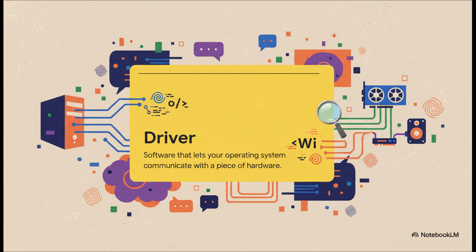The easiest way to think about it is like a translator. See, your operating system, like Windows, speaks one language, and your graphics card speaks a completely different one. The driver is what lets them talk to each other. But when that translator gets confused or starts making mistakes, well, that's when you get total chaos.